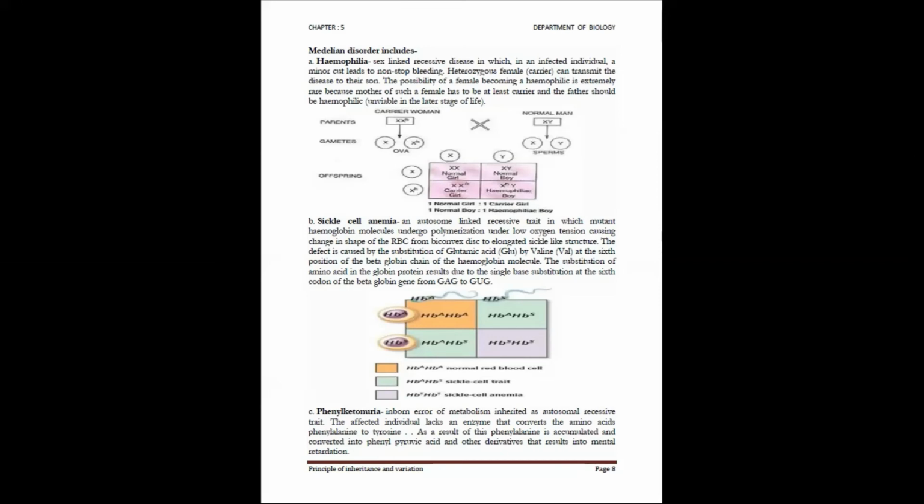Or sometimes it can be asked for 5 marks, explain the Mendelian disorders, and then you have to write all the 3 disorders. Wherein you can bifurcate the answers, like hemophilia would be 2, sickle cell anemia again 2 marks, and phenylketonuria 1 mark. So anyhow you can bifurcate and then write the answer.